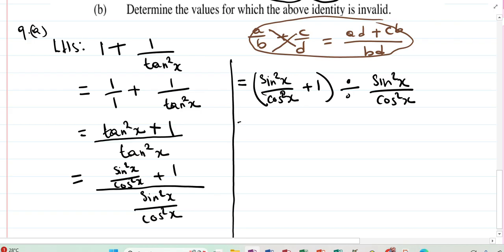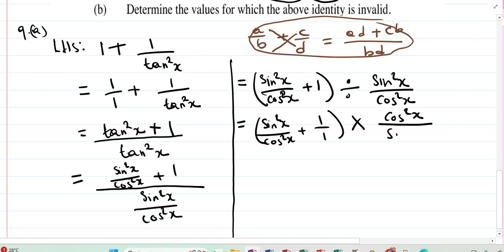So how do I deal with this? Remember the strategy that I've just given you above. So I can write it down as sine squared of x over cosine squared of x plus 1 over 1. And then the division, I can change the division into multiplication. So what happens when I change division into multiplication? What was on top comes underneath, and what was underneath comes on top. So the cosine squared will come on top and the sine squared will go underneath.